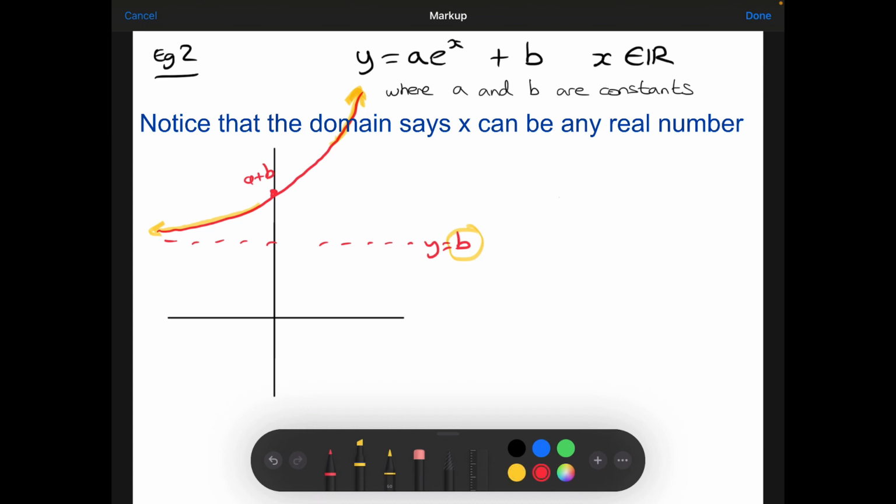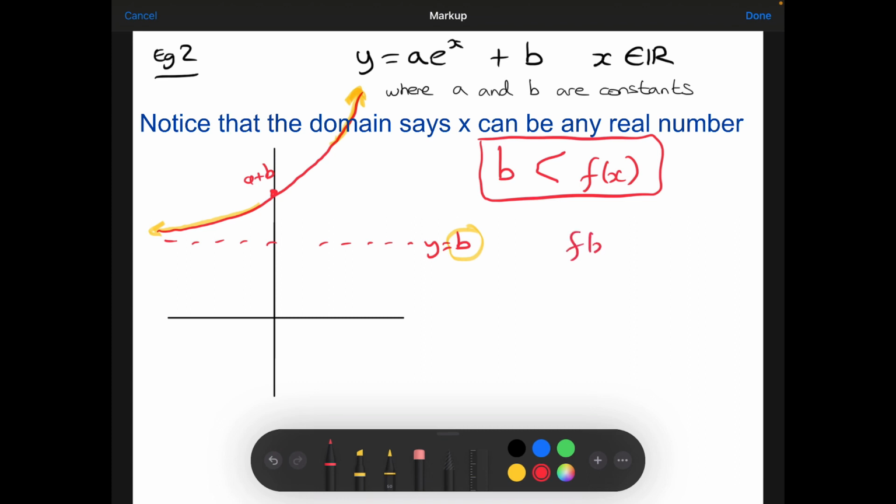So my range is just simply going to be f of x is greater than but not equal to b, and I don't need the upper limit, so I'll leave that blank. And that's my range. f of x is greater than b. You could write it the other way around if you wanted to.